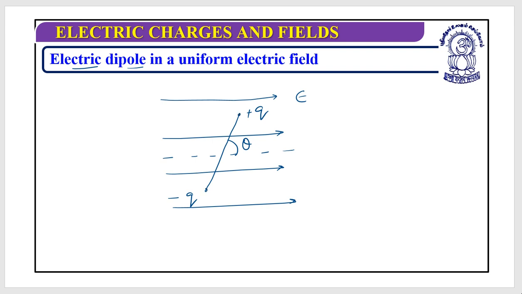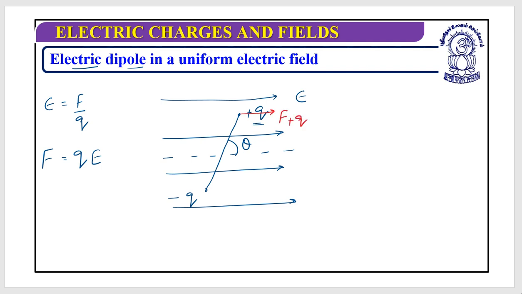I have put up an electric dipole in a uniform electric field, and I need to consider the force on this. Now, do you remember? When I defined electric field, it is F by q. So if I need to find the force, I can write it like this: F equals q into E. Here it is a positive charge. Force on the positive charge will be in the same direction as that of the electric field. I repeat, force on the positive charge will be in the same direction as the direction of the electric field. So force on this would look like this.